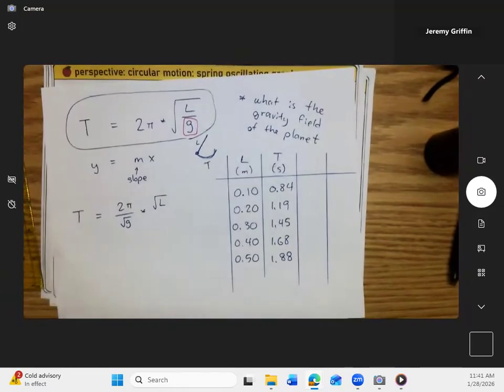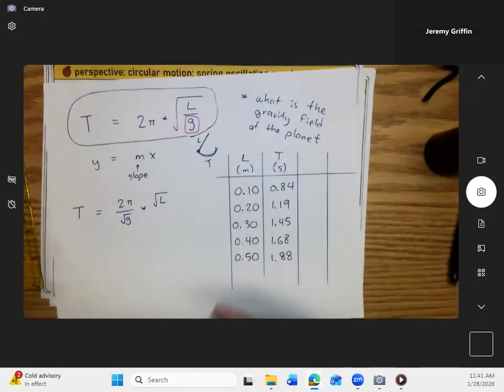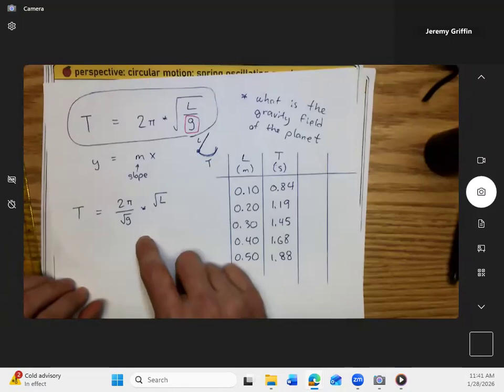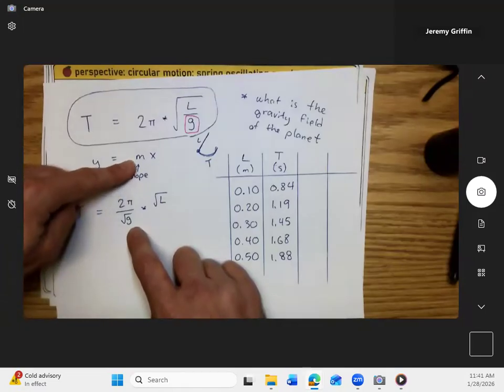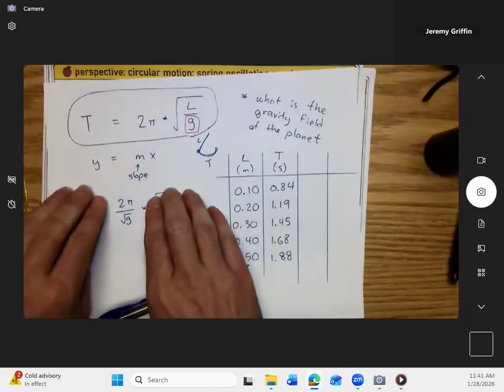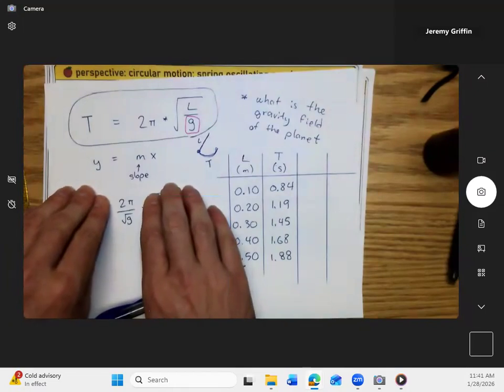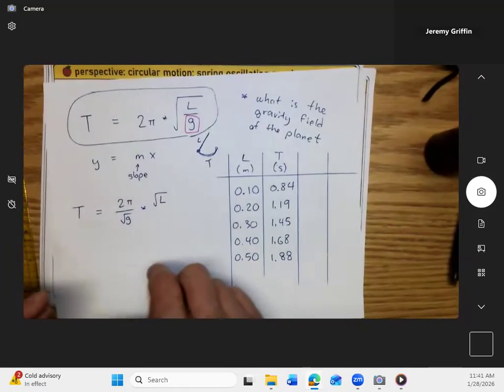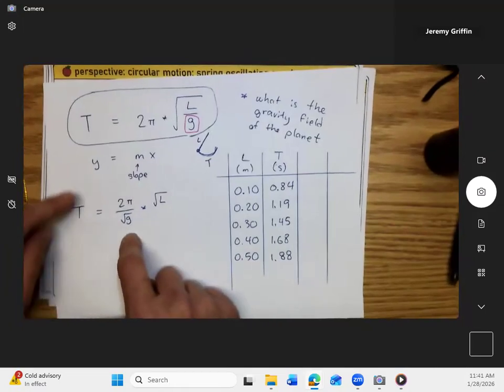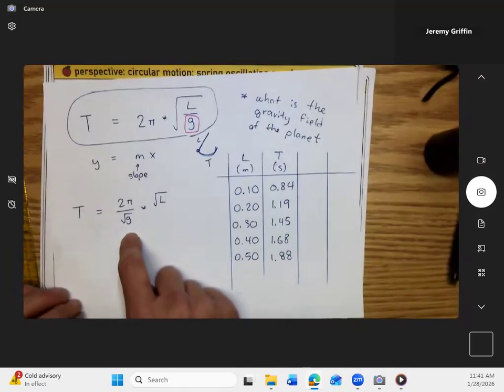Now, since we're all in one class, all working on the same thing together, I'm going to go a few more steps and do something a little different. A different way. There's probably like 5 or 10 different ways to do this, to linearize this graph. Can you linearize this in such a way that the gravity field is exactly equal to the slope of a line? Because right now, it's not exactly the gravity field. It's 2 pi divided by the square root of the gravity field. But can you rearrange this a few more steps to make the gravity field exactly the slope? So you have something in the form y equals mx. How could you do that?